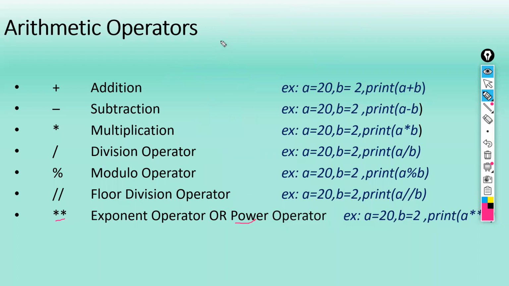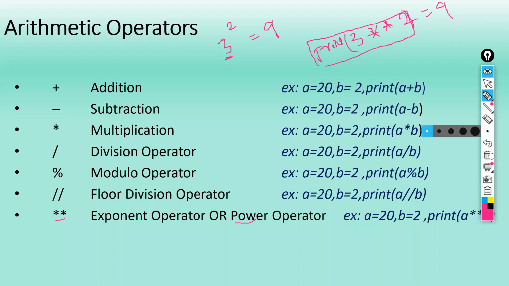If I want to print 3 power 2, what is the value of 3 power 2? Its value is 9. So in Python, how can I write this? 3, star double star, 2 equals 9. If I say print, this is the valid code in Python.